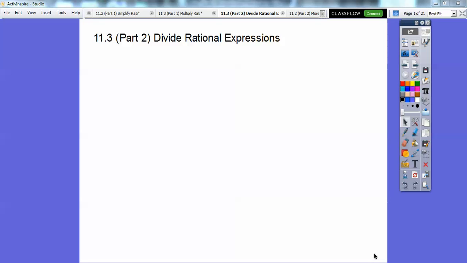Hey guys, this lesson is just as fast, if not faster, than the last lesson. So all we're doing is dividing rational expressions. It's just like the last one, except we are dividing. Okay, so let's go ahead and get started.